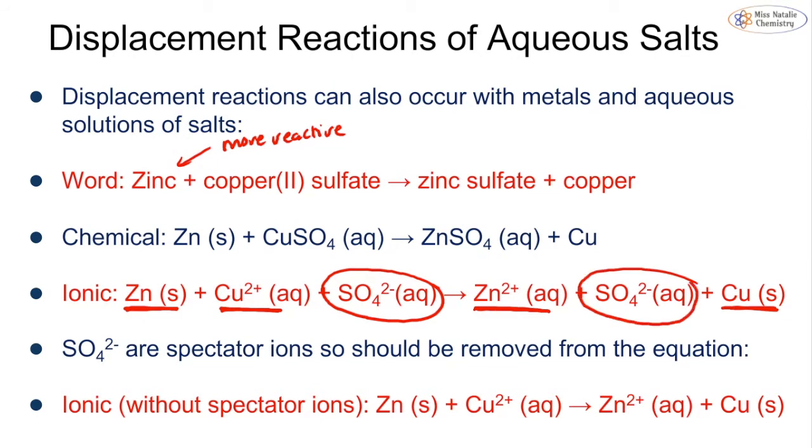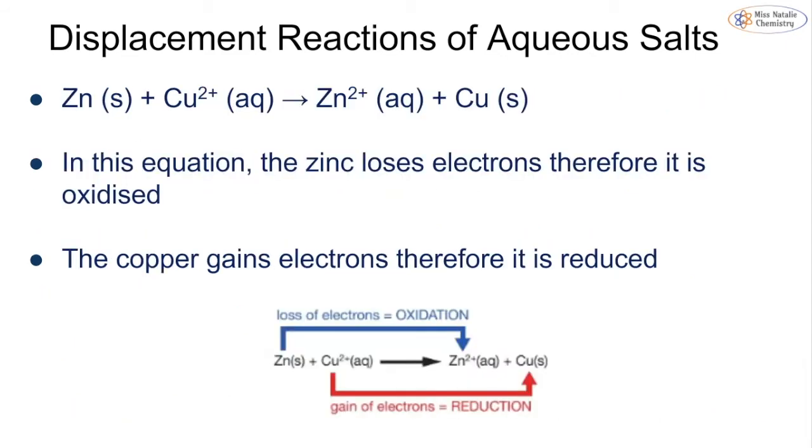Now what you can see is that the sulfate here is exactly the same on both sides, and we call this a spectator ion. This just means that it is unchanged in the reaction. And what we do is we remove these from the equation. If it doesn't change, it's not important to us. So rather than cluttering our equation with extra terms that aren't actually taking part in the reaction, we call them spectator ions and we simply remove them. If we've taken those spectator ions out, it leaves us with this equation here.